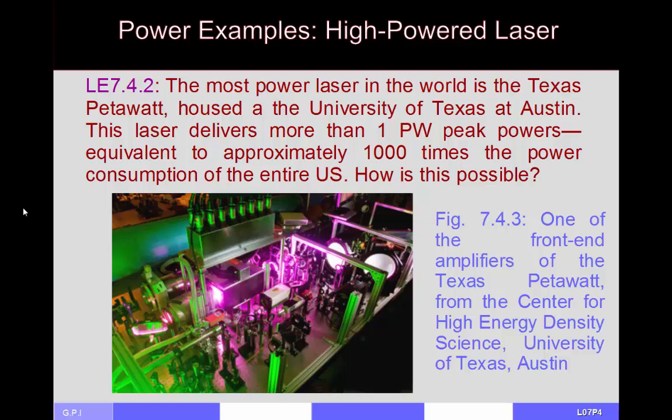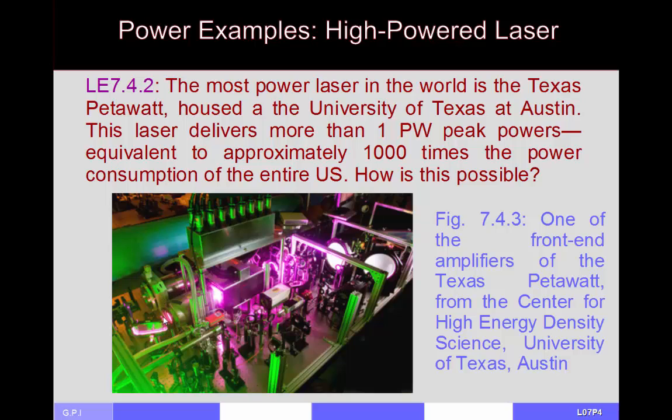Let's do another example with power, and this one will have both an instantaneous power and an average power to it. So the most powerful laser in the world at the time that I made these lectures is the Texas Petawatt. This is housed at my alma mater, the University of Texas at Austin. This laser is named a petawatt because it delivers 1 petawatt of peak power, which is about 1,000 times the power consumption of the entire U.S. So the question is, how is this possible? How do you get a peak power of 1 petawatt, which is 1,000 times the power consumption of the U.S.? How do you do that?